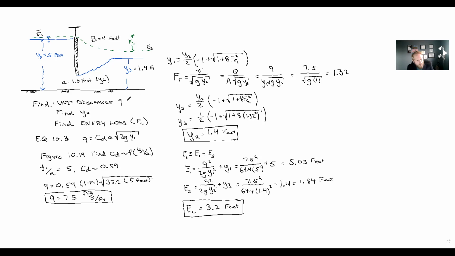So I think we found our answer. We've solved our problem. The unit discharge is 7.5 cubic feet per second per foot. The downstream subsequent depth of the jump is 1.4 feet, and we solved that using our jump equations. And our energy loss across the gate and the jump is 3.2 feet. So using our equations of momentum, we can solve for a jump. Using our sluice gate discharge equations, we can solve for the sluice gate. And then using our energy equations for a rectangular channel, we can solve for the energy lost across the gate and the jump.